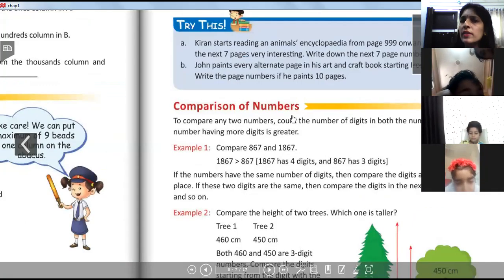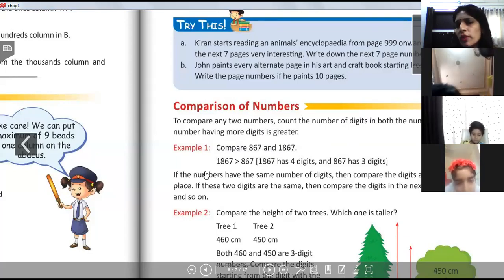We have here comparison of numbers. Okay. To compare any two numbers, count the number of digits in both the numbers. You have to count the number of digits in the given numbers. And the number which has more digits is greater. Like here I have two numbers, 867 and 1867. You can see that 867 has how many digits? 3 digits. Whereas 1867 has 4 digits.